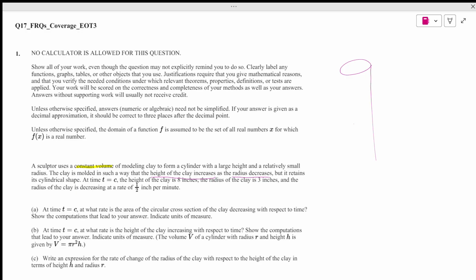So we have a cylinder that has a height as well as a radius, and it has a volume, right? Now, dV over dt is equal to 0 because the volume is constant, so it's not changing. The radius is decreasing, so we have a change of radius over time, but it is negative. Later on, we will find out that it's negative, okay? The height is changing, it's increasing, so there is dh over dt.